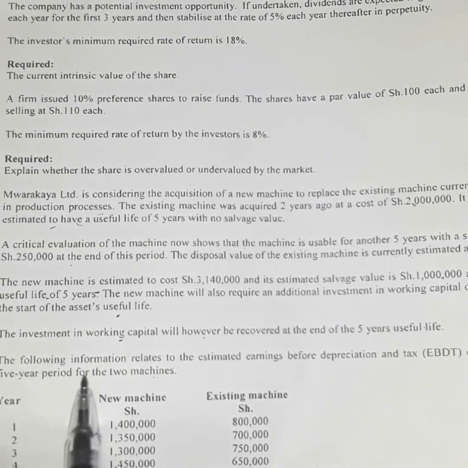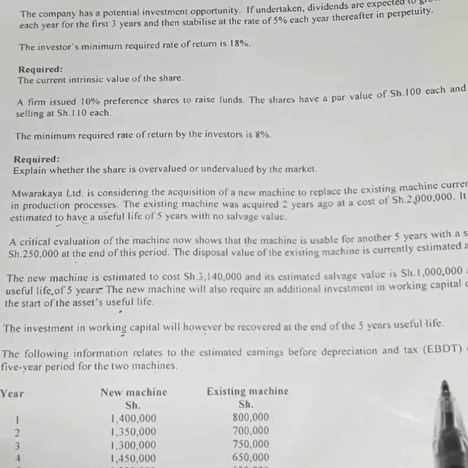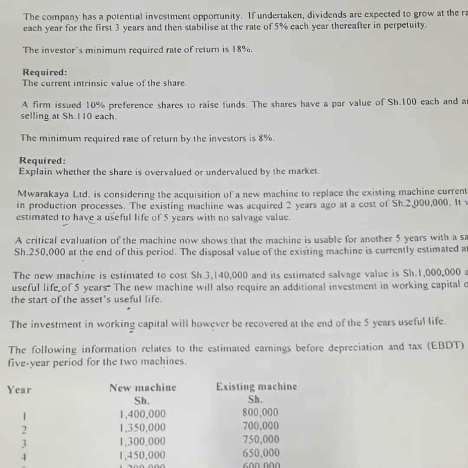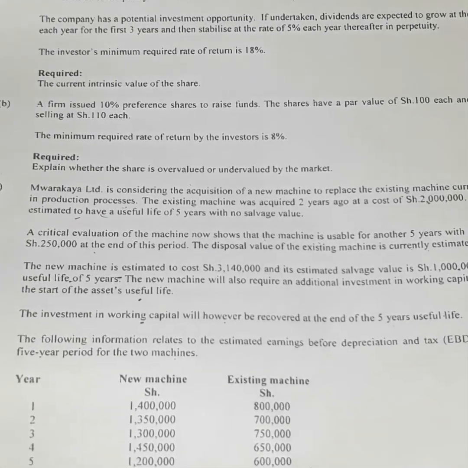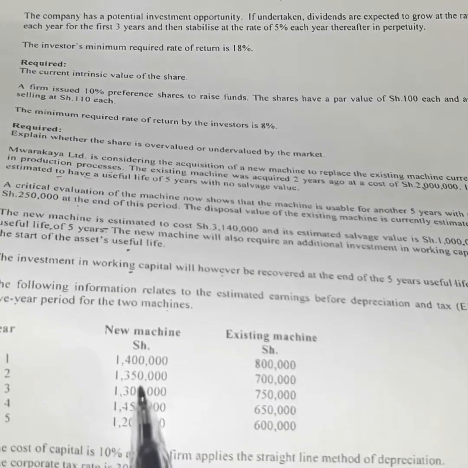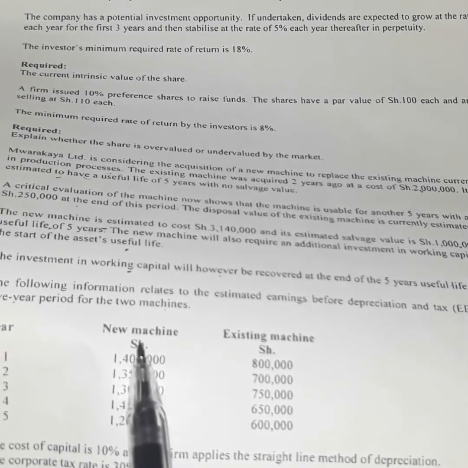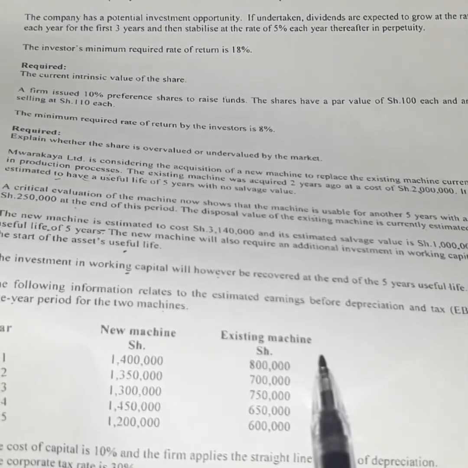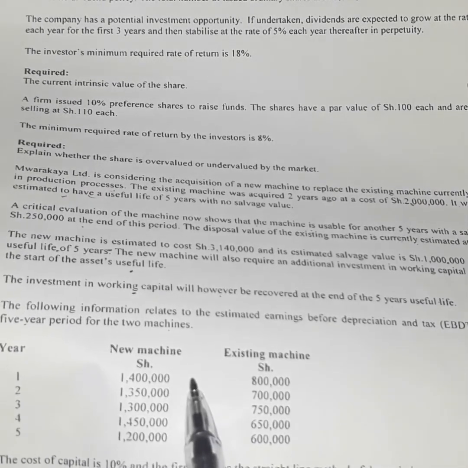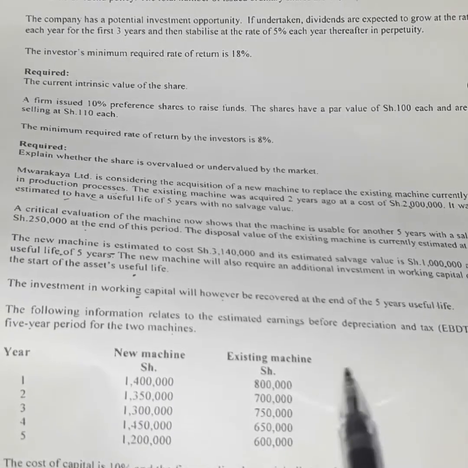Now, the following information relates to the estimated earnings before depreciation and tax over the 5 years period for the two machines. From year 1 to year 5, we are given the earnings for the new machine and the earnings for the existing machine. You can clearly see that the earnings for the new machine are higher than those for the existing machine. So there is an increase in cash flows, and that is why the new machine is being brought in.